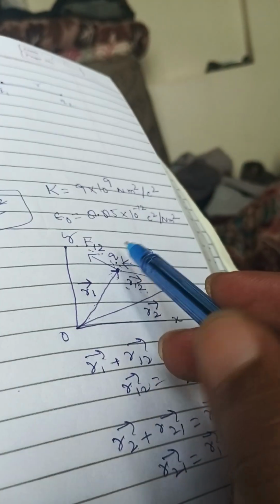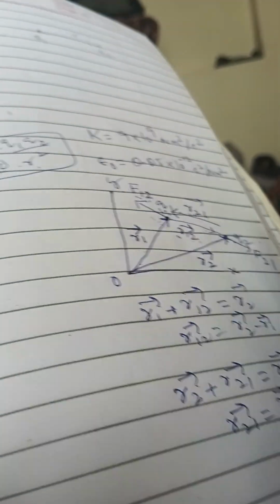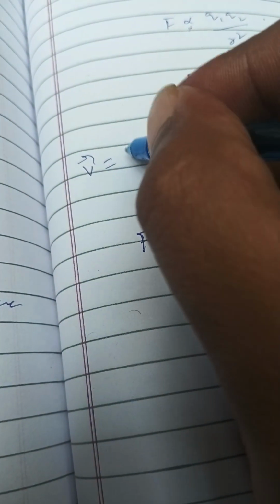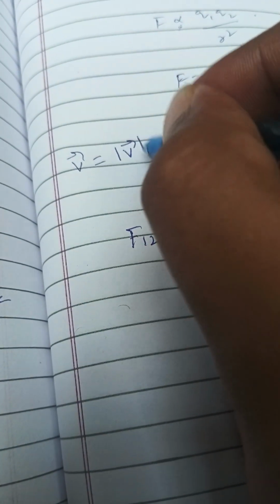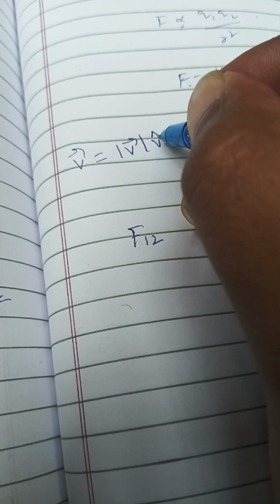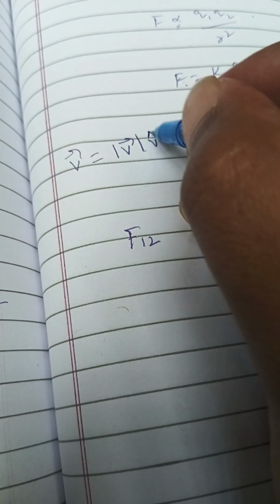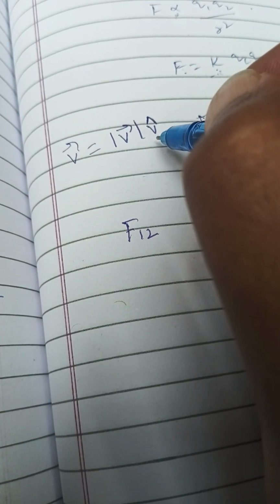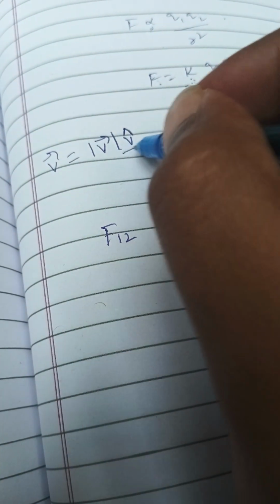Now we have to write these two forces, F12 and F21. To write Coulomb's law in vector form, what do we need? To write down a vector, we need the magnitude of the vector and a unit vector in the same direction. A unit vector means a vector of magnitude 1 unit in the same direction. This represents the vector.